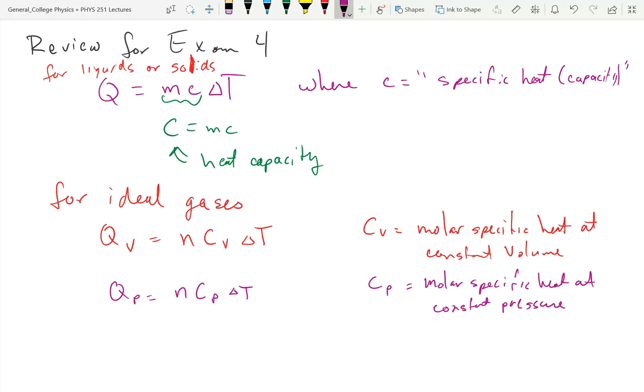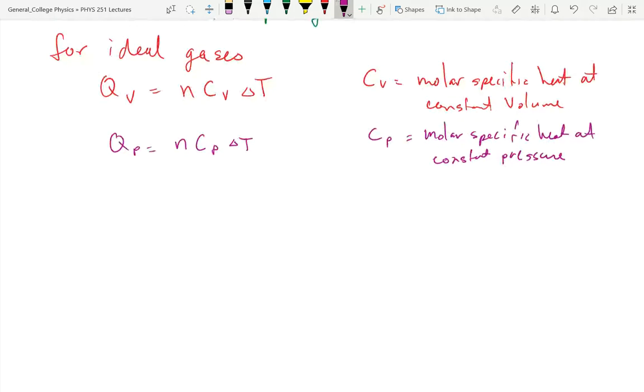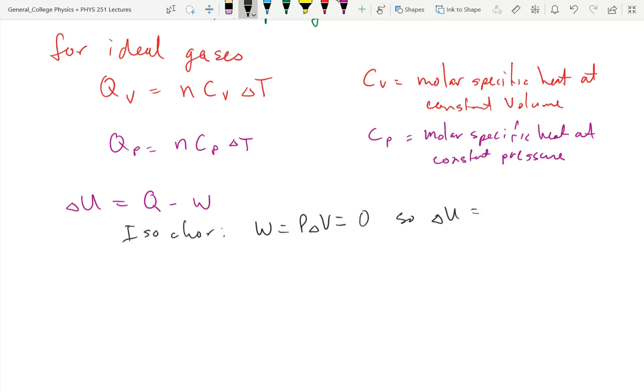And so how do we get those values for CP and CV? We get those by taking the equation for internal energy and the first law. So the first law of thermodynamics says delta U is equal to Q minus W, right? So if I do a constant volume, what do we call a constant volume transition? So if I do an isochore, I have work is equal to P delta V is equal to, what's that equal to? If it's constant volume, what's P delta V? 0. So delta U is equal to Q.